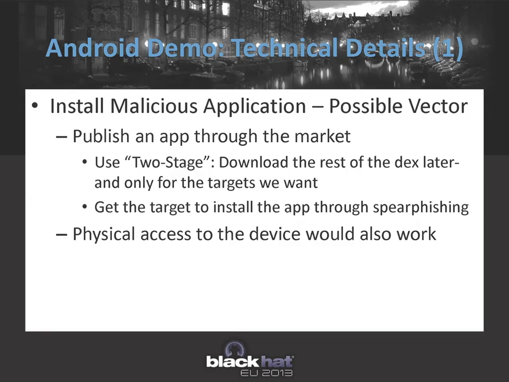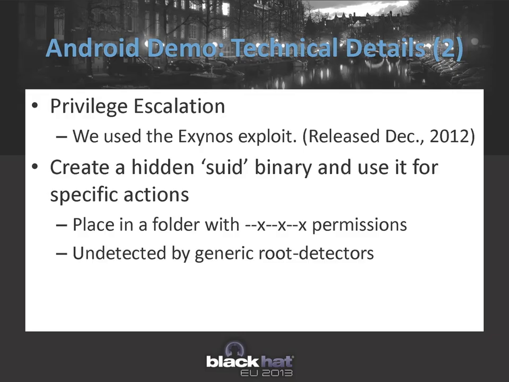Additionally, physical access would also work great. Once you have physical access to the device, you would be able to install the application. Now, the privilege escalation, like I said, we use the XNOS vulnerability to allow us to get the root needed on the device. We then use it to create a SUID binary on the phone.